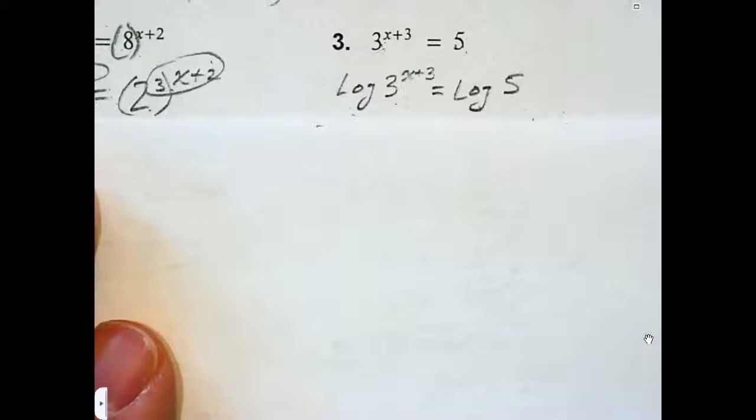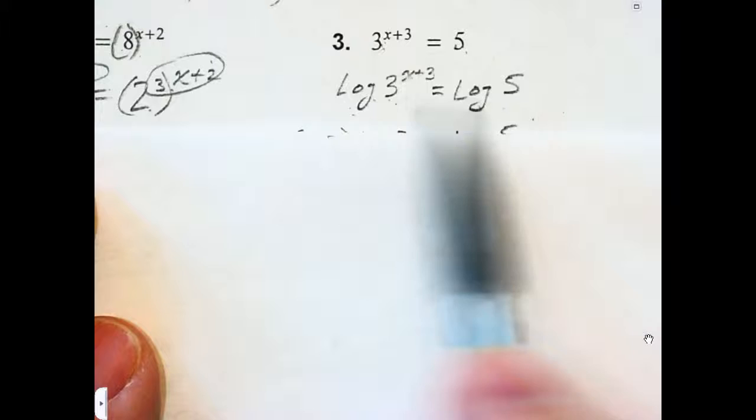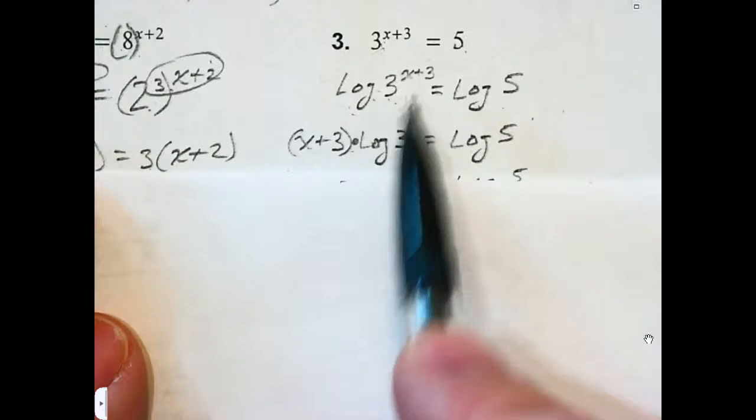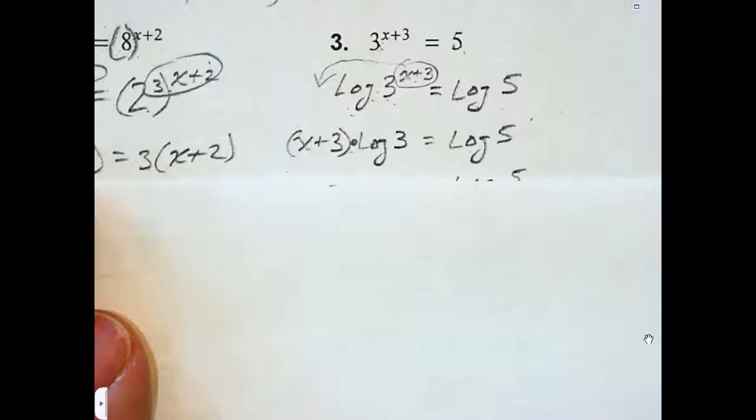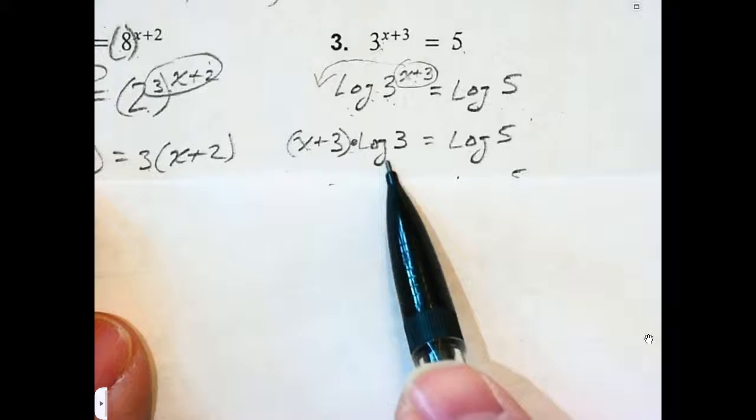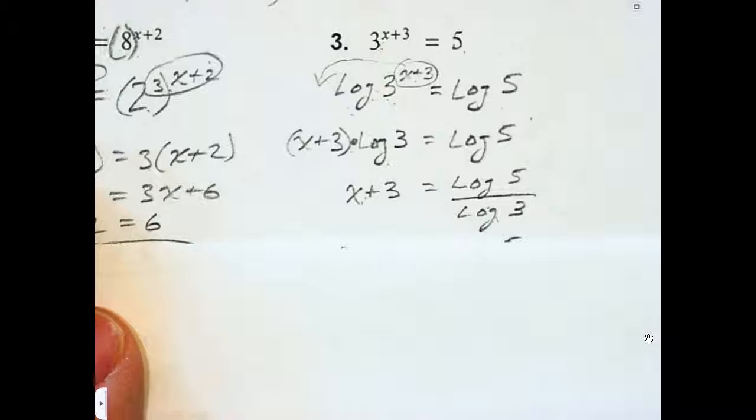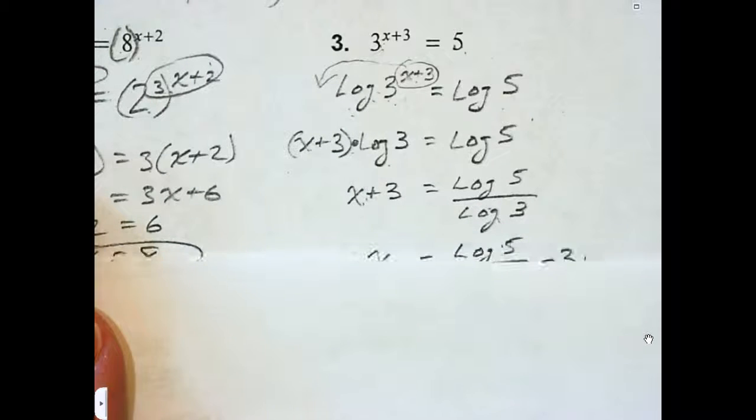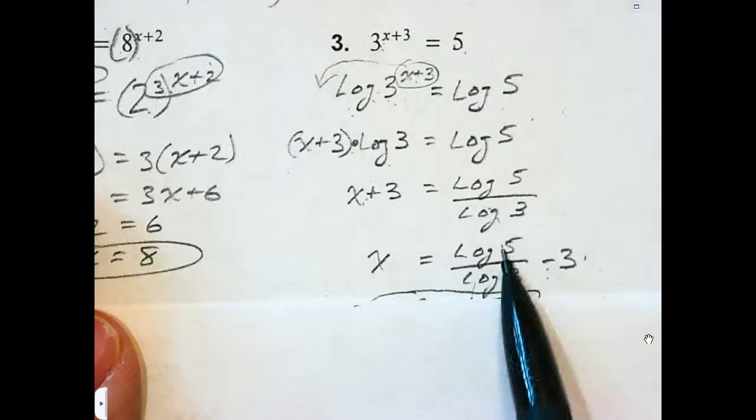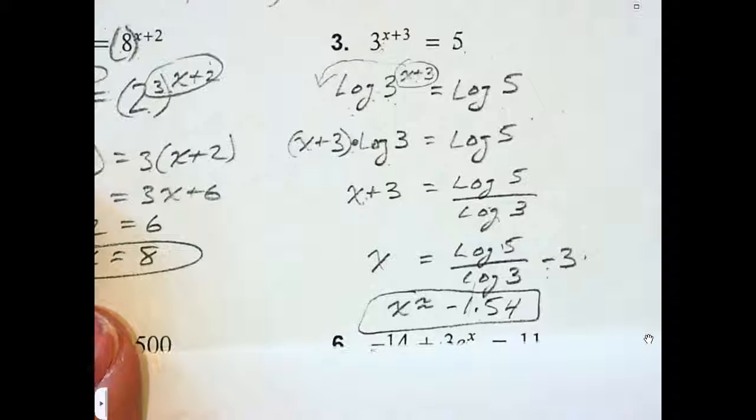Okay? So impose the log, and then from there, make sure to bring this out by applying the power property. And then divide by log 3, which, Emma, that would have brought you to right here. Okay? And so now you're at x equals log of 5 over log of 3, all minus 3, subtract 3, gives you negative 1.54.